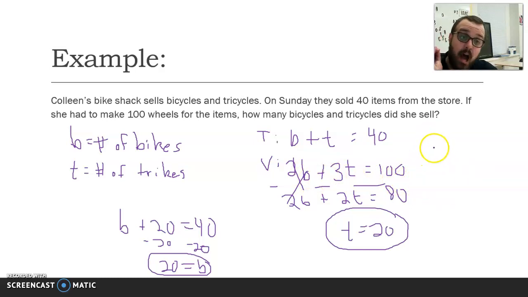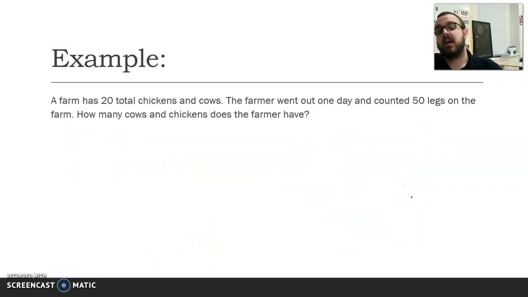Again, they don't tell me how many wheels are on a bicycle and a tricycle. They expect me to know that coming in, okay? Here's our last example. We're on a farm, and we know that there's 20 total chickens and cows. For some reason, the farmer went out one day and said, hey, I'm going to start counting how many legs my animals have, and he counted 50 legs. We want to know how many cows and chickens are on the farm, okay?